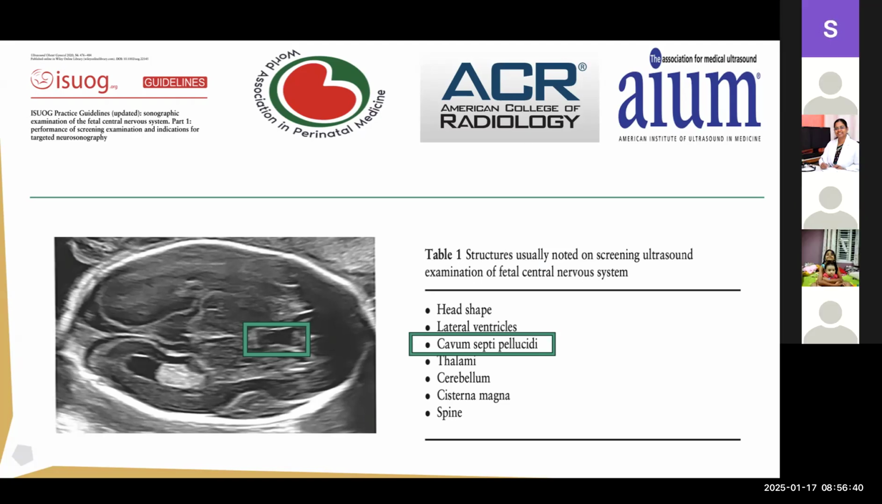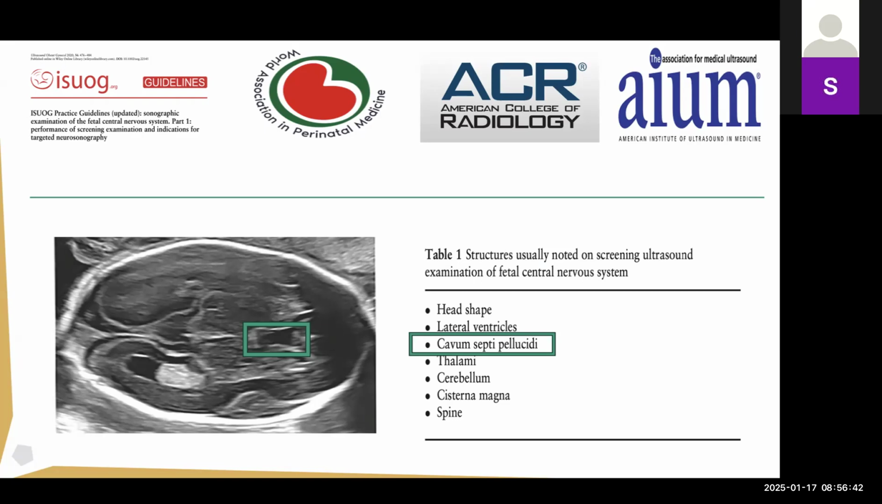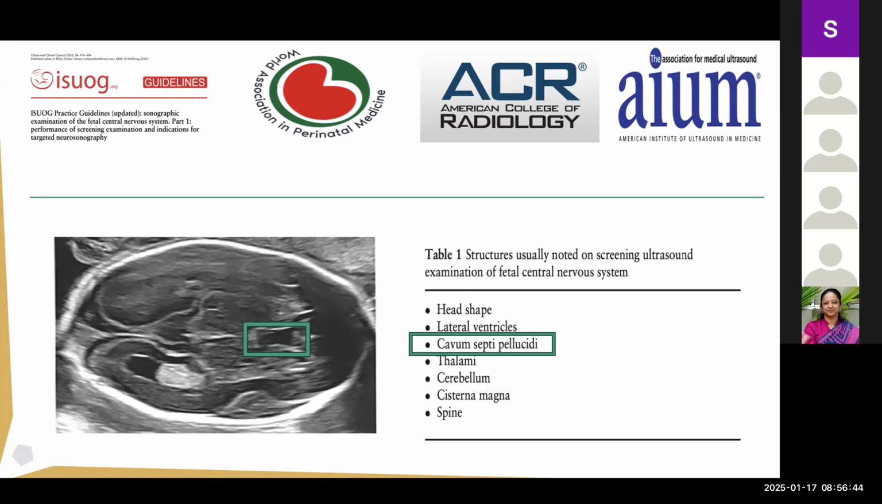Sometimes what happens is the irregular shape of the CSP, not a full-fledged rectangular shape, but some square shape, some transverse position of the CSP, in spite of having a normal length and width. So in these cases, we should advise amniocentesis to rule out DiGeorge syndrome, because abnormal CSP shape is associated with DiGeorge syndrome.